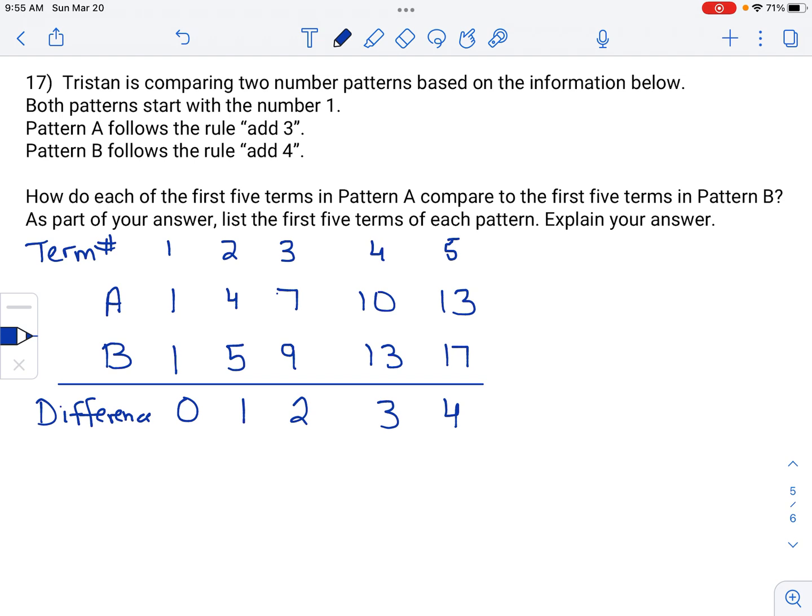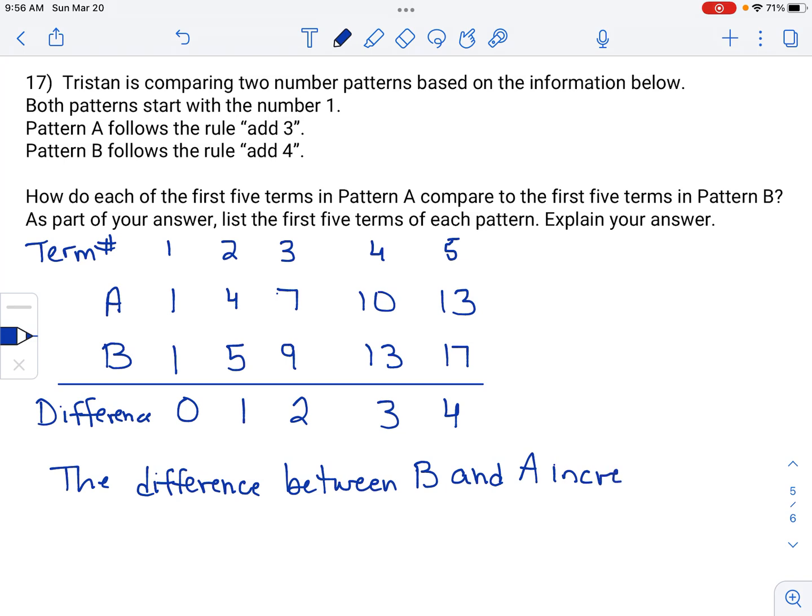So how do we write that? I'm going to put it in here. The difference between, we'll do B and A, because when we subtract B and A, we end up with a positive number. So the difference between B and A increases by 1 as the term number increases. So every time we get to the next term number, it increases by 1.